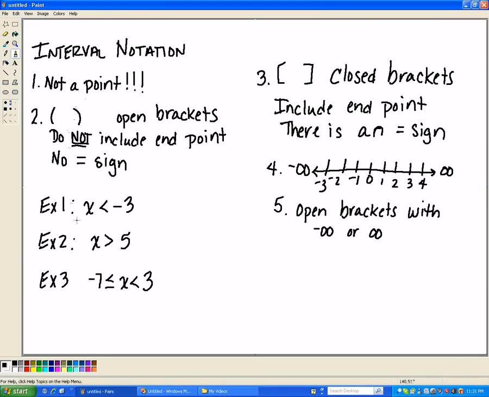Hi, this video will discuss interval notation. When we turn our attention to inequalities, we no longer end up with a solution that looks like x equals 7. What we end up with is a whole group of solutions. For example, we might say x is greater than or equal to 1 and less than 7.